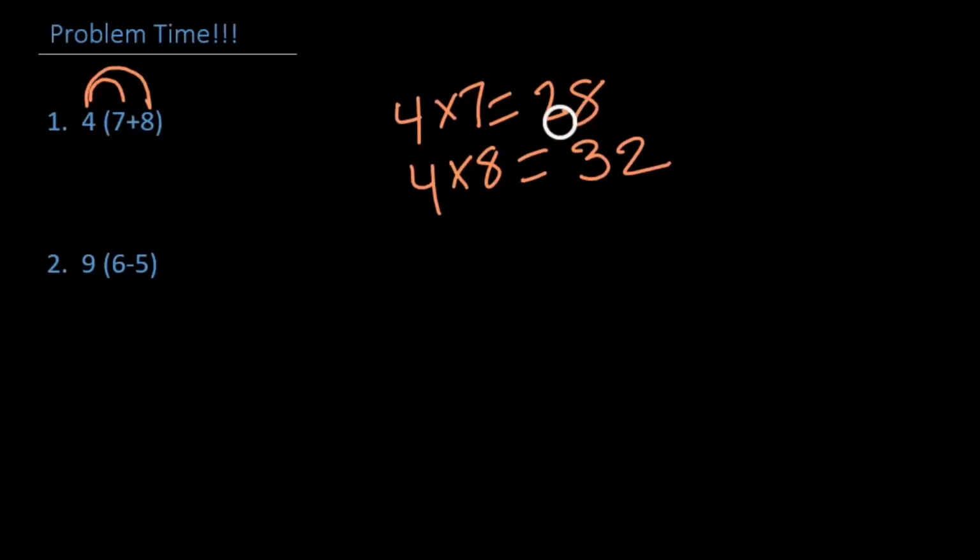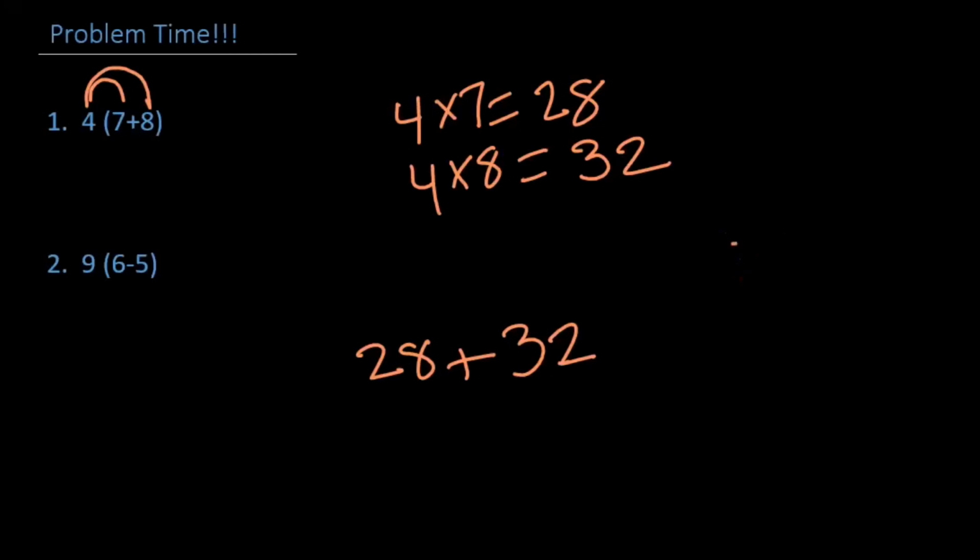The first number is 28, so we write a 28 down here. And since it's an addition problem, we have an addition symbol right here. And next, we have 32. You write 32. Now we add 28 plus 32.